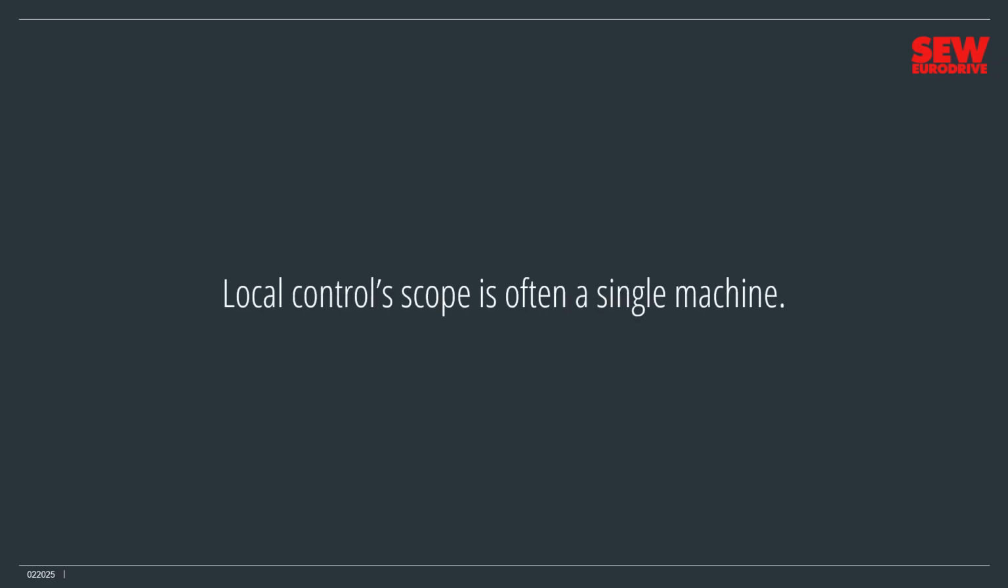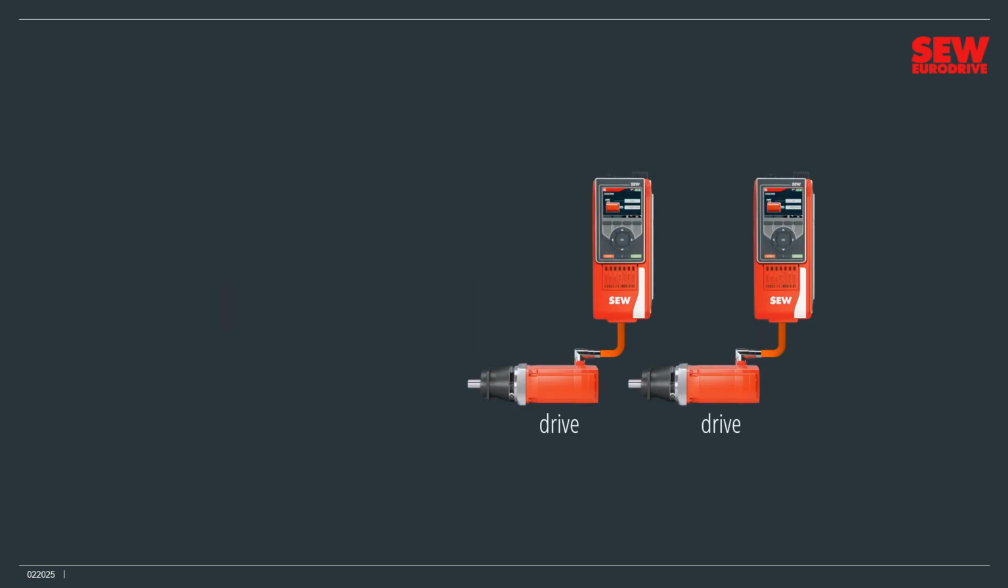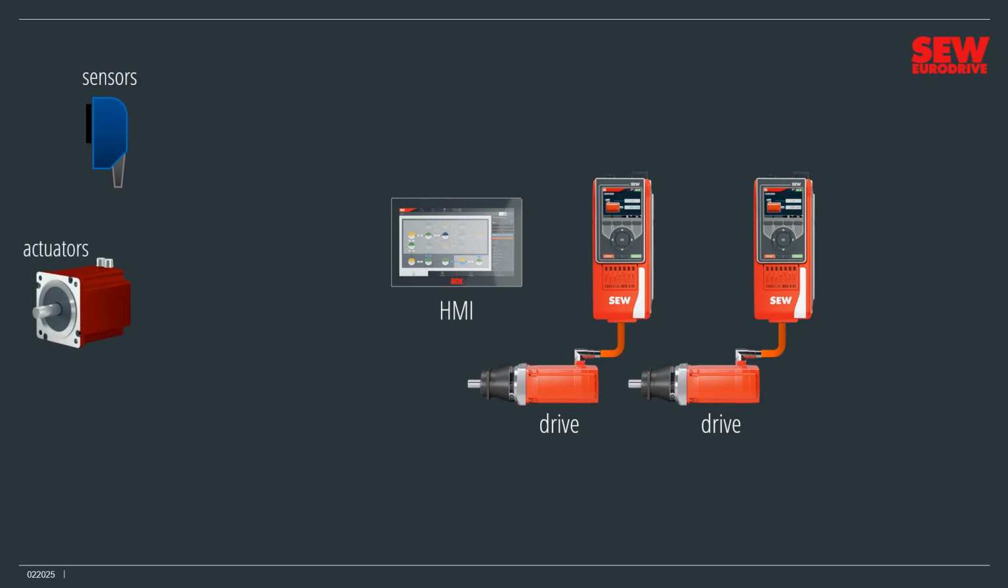Local control's scope is often a single machine. That machine will contain various field devices, such as one or more drives to make things move. The operator will use an HMI to control the machine. I/O devices like sensors monitor the process, while actuators produce additional movement. Status devices and controls give the operator additional ways to monitor and control the machine.